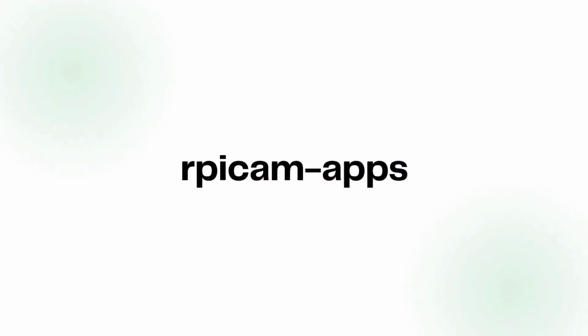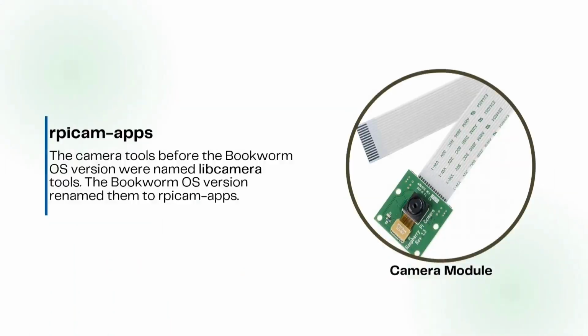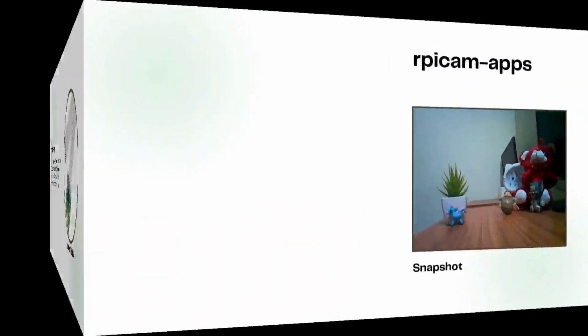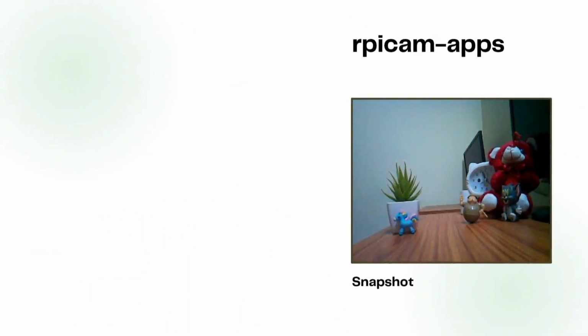RPiCam apps. The camera tools before the Bookworm OS version were named libcamera tools. The Bookworm version renamed them to RPiCam apps. Raspberry Pi comes pre-installed with RPiCam apps that can be used to control the camera module. We discussed them here. There are mainly 5 basic RPiCam tools. Let's check them. rpicam-hello.